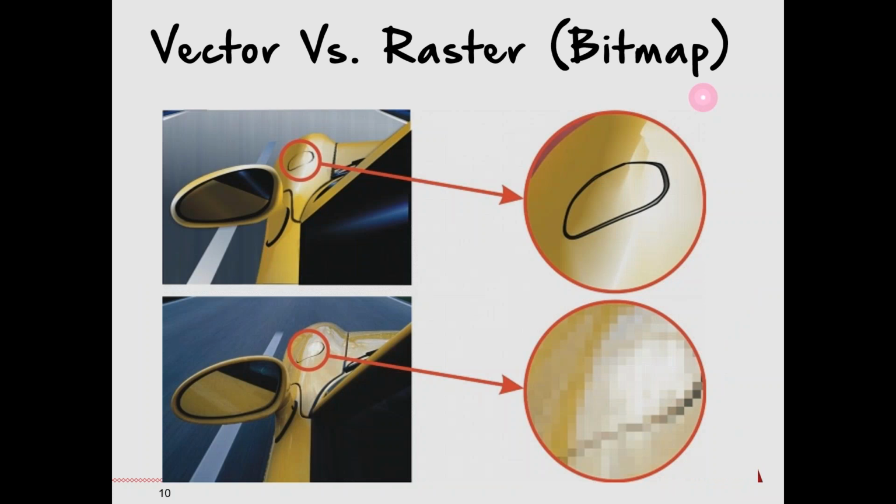So here you see the same picture. The top one is a vector image, so this was generated in a computer. The bottom one is an actual photograph, and this area has been increased in size in both of these instances. So you see how the bitmap becomes pixelated when the size is increased.